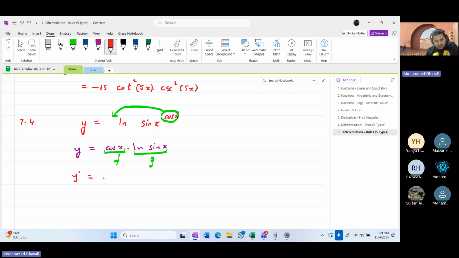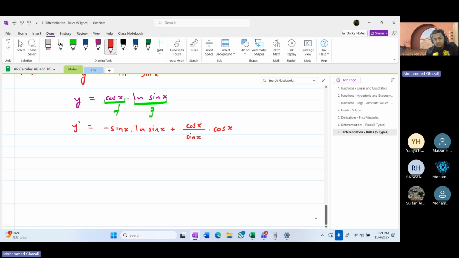Derivative of cos x is negative sine x. Leave the ln sine x as it is. Plus, what's the derivative of ln sine x? The sine x goes to the denominator, and it's cos x on top. Excellent. Cos x on top, and then leave the cos x. We will try to simplify as far as possible. Well, I can't really simplify, so I'm just going to leave it like this. Cos squared x. You can combine this cos with that cos.